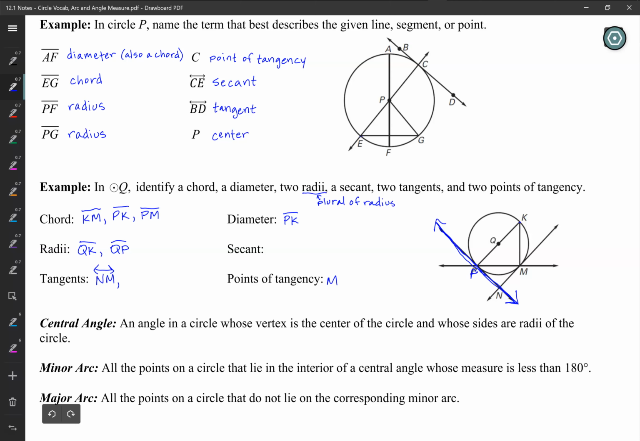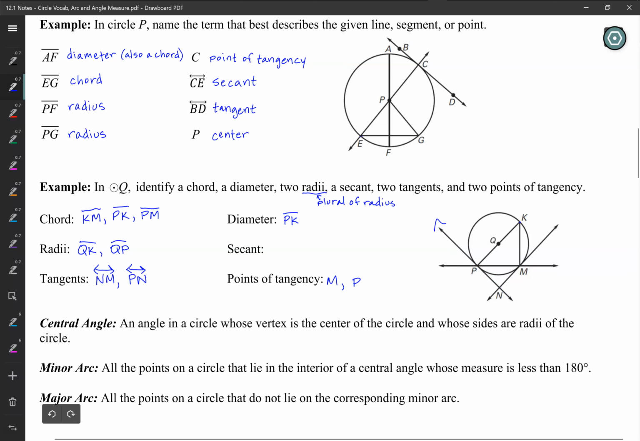It goes through points P and N. So I can name it line PN or line NP, doesn't matter as long as you have the double arrow on top. And it touches the circle at point P. So that is my other point of tangency, point P right there.